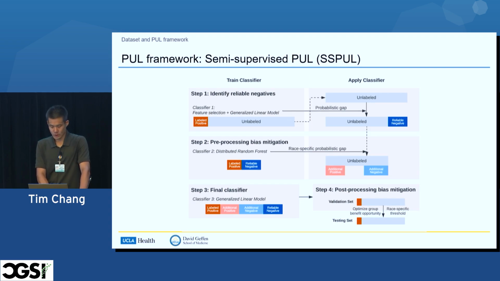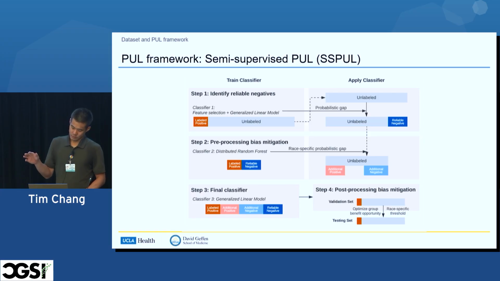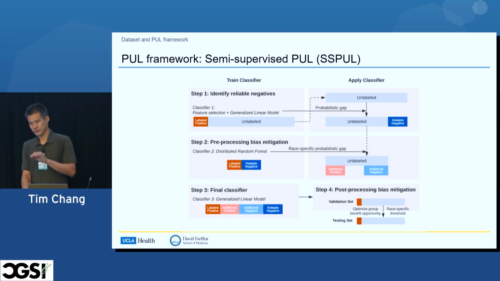Okay, so this is our semi-supervised positive unlabeled learning framework. There are 4 steps. In step 1, we start with the labeled positives and the unlabeled, and we use a generalized linear model. The whole idea is that we try to find reliable negatives, the patients that we think are most likely, with high probability, to be your controls. We find these reliable negatives using something called a probabilistic gap, which I'll show you.